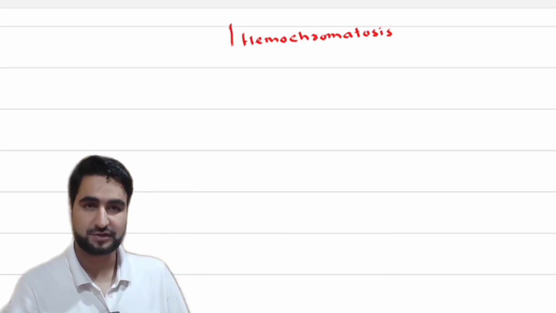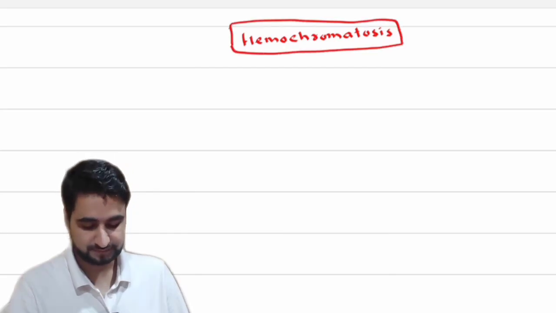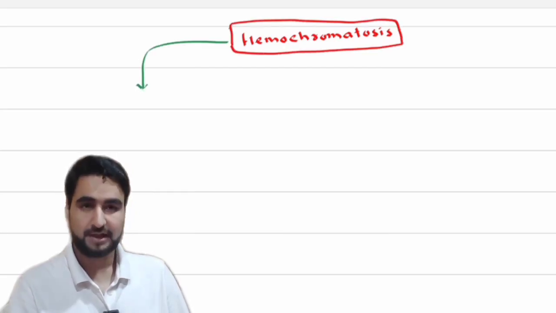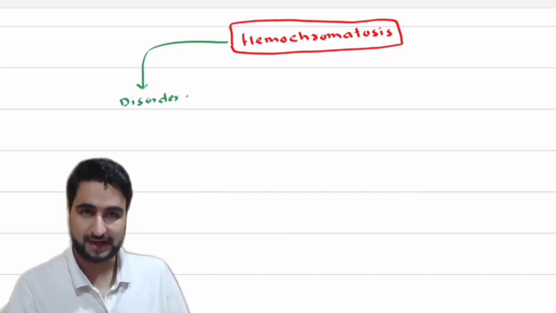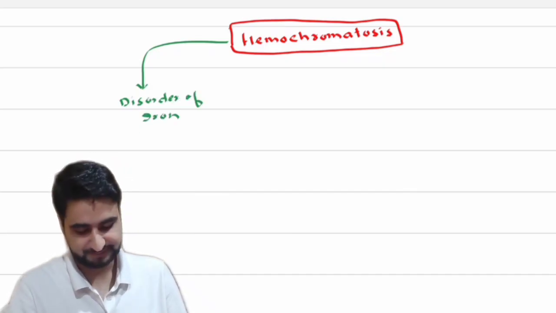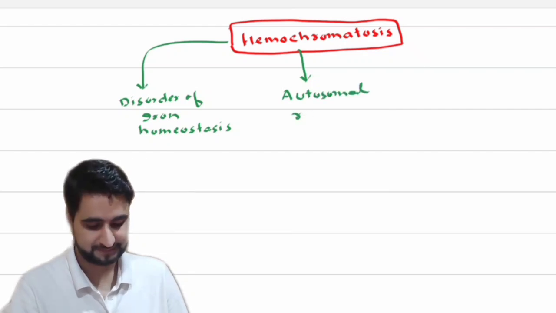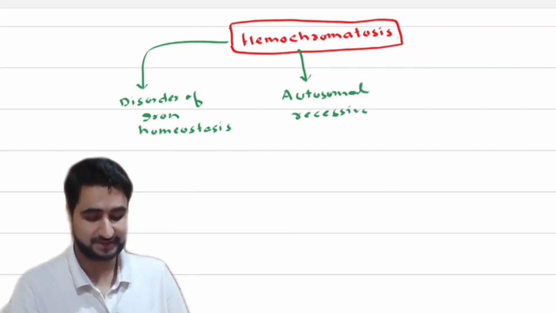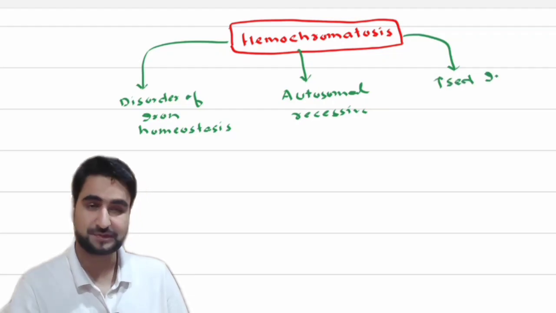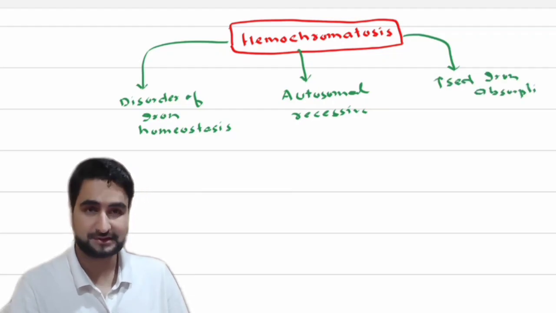Now coming to hemochromatosis. Hemochromatosis is a disorder of iron metabolism. It's a hereditary disorder with autosomal recessive inheritance. And in this disorder, there is increased absorption of iron, which leads to increased tissue deposition of iron.